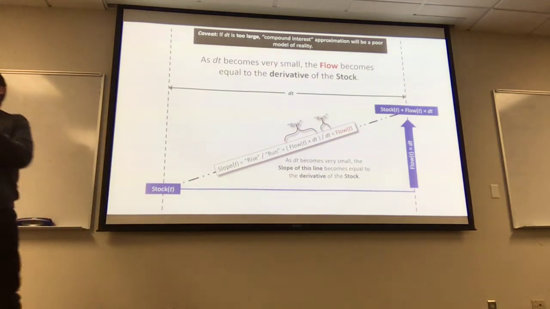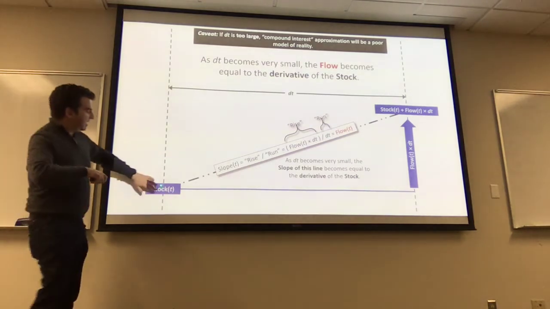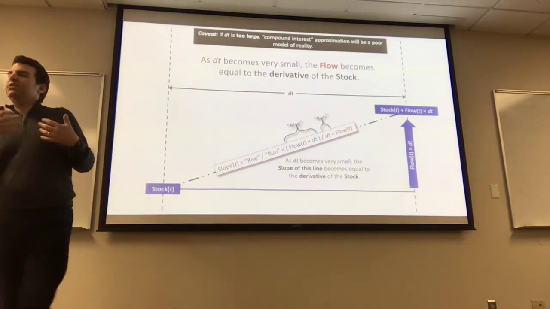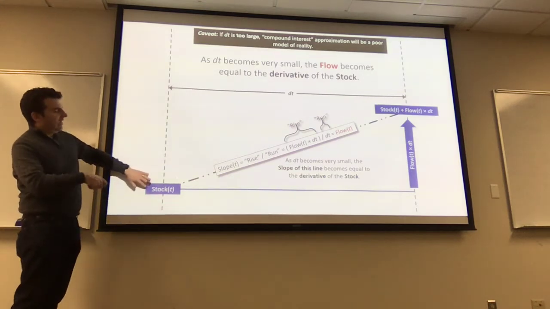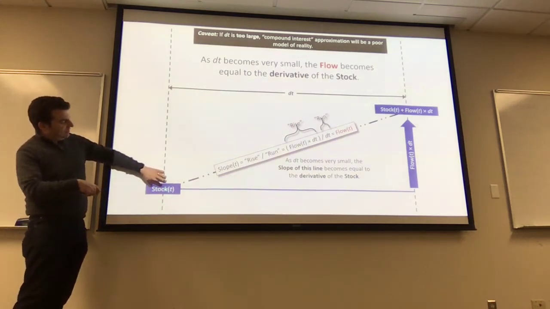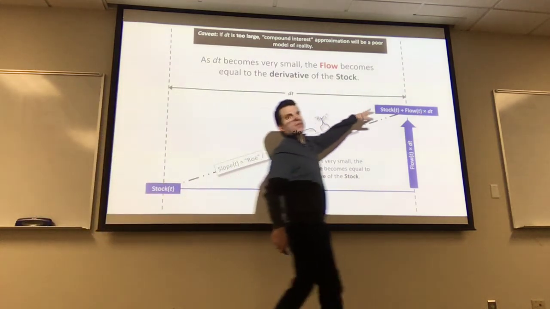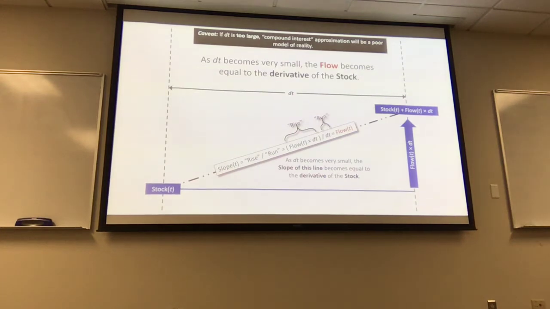That's why I need to make these DTs small, because in reality, in the continuum of population, this stock is constantly changing through this whole period. But if I make the DT really, really small, the derivative doesn't change much. So I can guess that it's just a constant slope, and that tells me what it's going to be over here. So this is where the calculus interfaces in what we're doing.